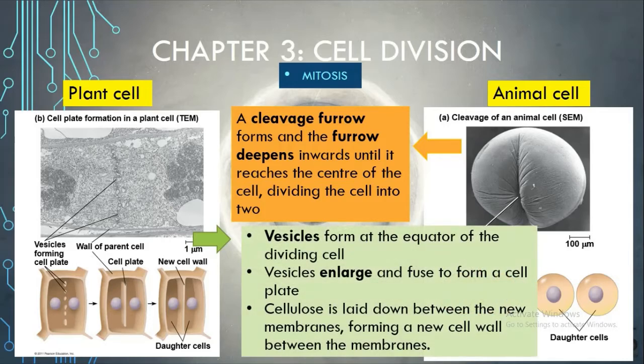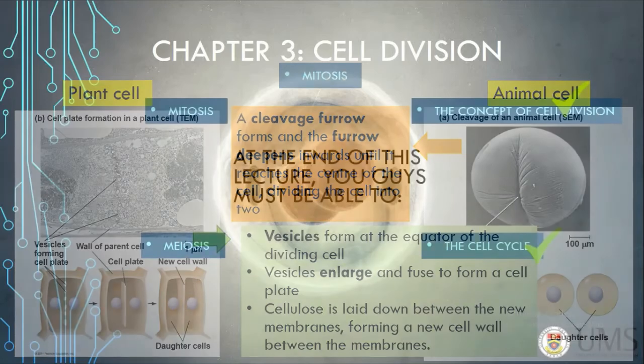While in a plant cell, first vesicles will form at the equator of the dividing cell. The vesicles will enlarge and fuse to form a cell plate. Finally, cellulose will be laid down between the new membranes, forming a new cell wall between the membranes, and finally producing the 2 new daughter cells.